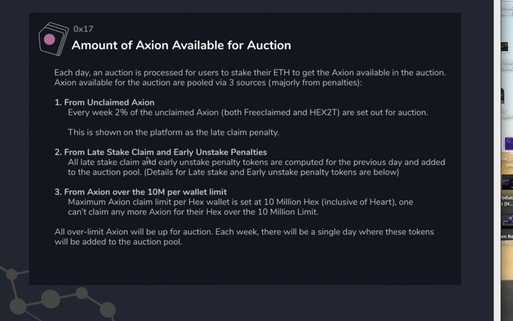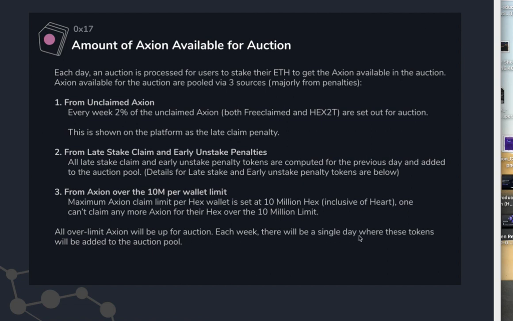From late stake claim and early unstake penalties, alright? All late stake claim and early unstake penalty tokens are computed for the previous day and added to the auction pool. Alright. From Axion over the 10 million per wallet limit, the maximum Axion claim limit per Hex wallet is 10 million. One can't claim more than that in their Hex over the 10 million. So if they have a higher balance, it will go in. All over limit Axion will be up for auction.